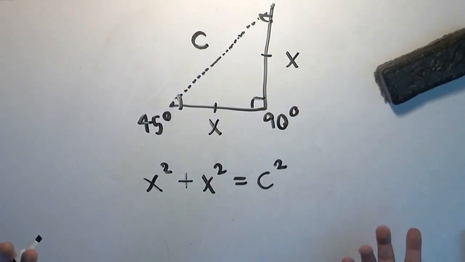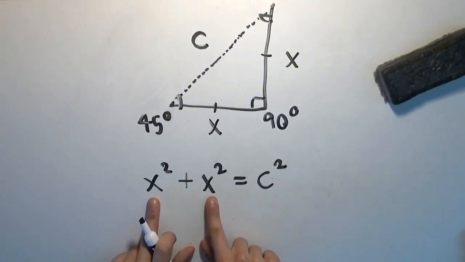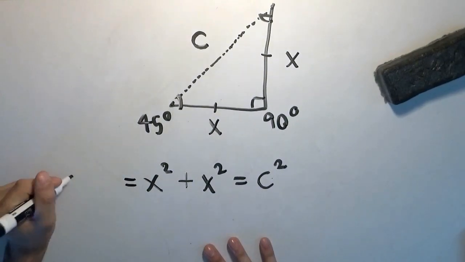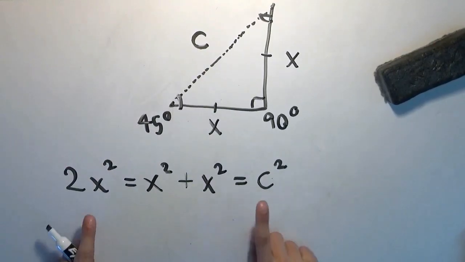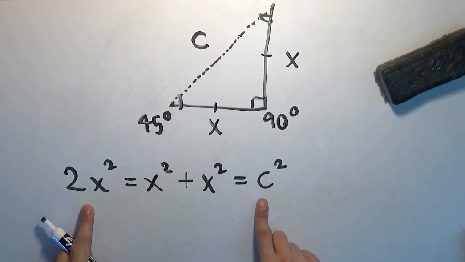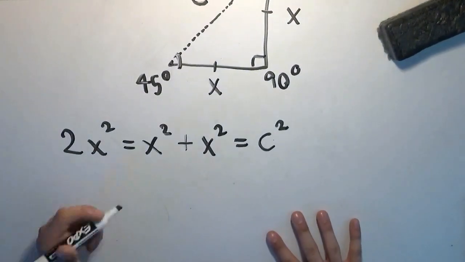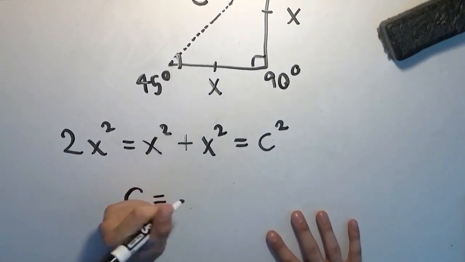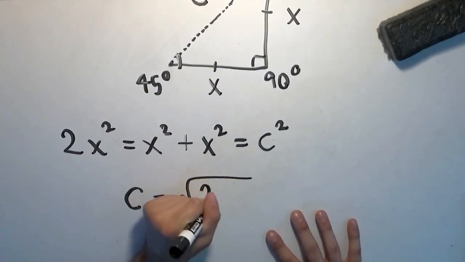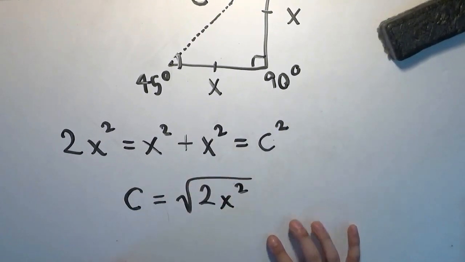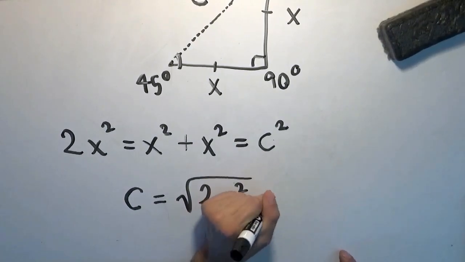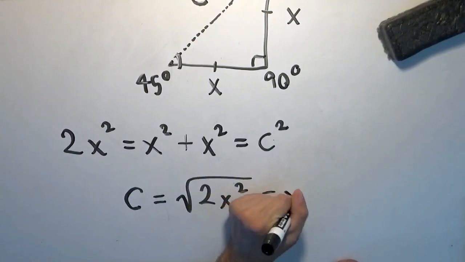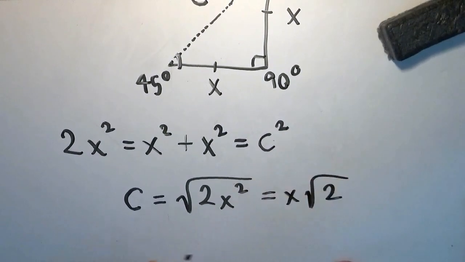This is even easier than the previous one because all we have to do is combine like terms right here. And of course we can see that this is equal to 2 times x squared just by combining those two like terms. And now to solve for c in terms of x, we simply take the square root of both sides and we arrive at the conclusion that c is equal to the square root of 2x squared. And the square root of x squared is just x. The square root of 2 is also irrational, just like the square root of 3, so it has to stay. And we find out that c, in terms of x, is just x times the square root of 2.